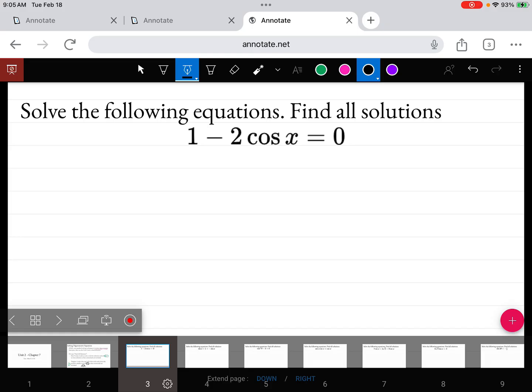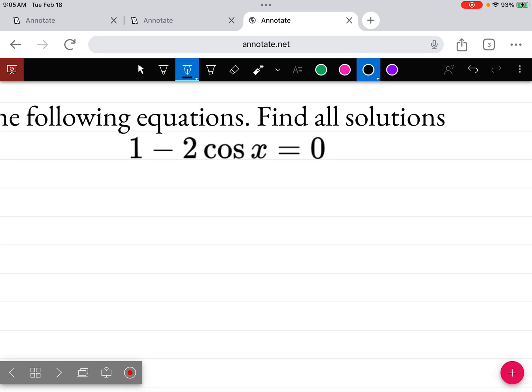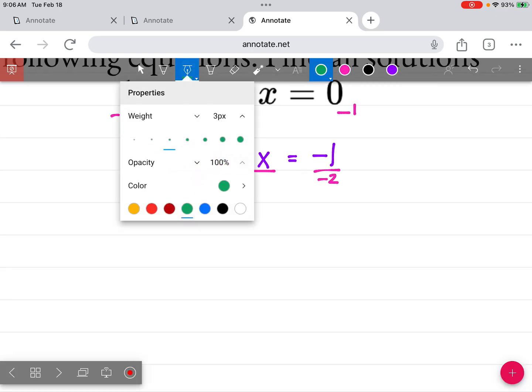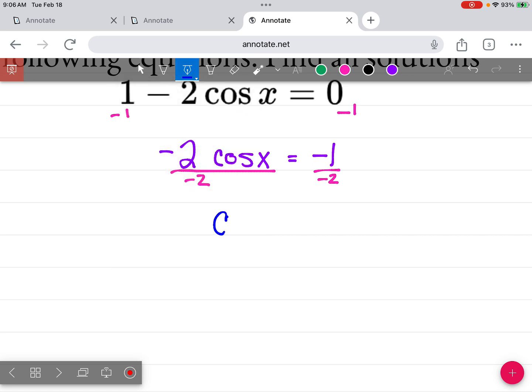So what could we do to get our cosine by itself? Subtract 1. You can subtract 1. Totally fine. Absolutely valid way through this. So if we subtract 1 from both sides, then I have minus 2 cosine of x equals minus 1. Divide by negative 2. Absolutely valid. Divide this side by negative 2, divide this side by negative 2. So that's going to give me our cosine of x equals 1/2.